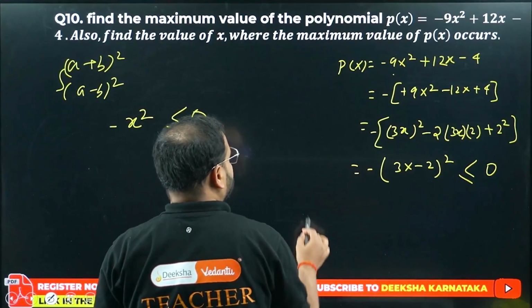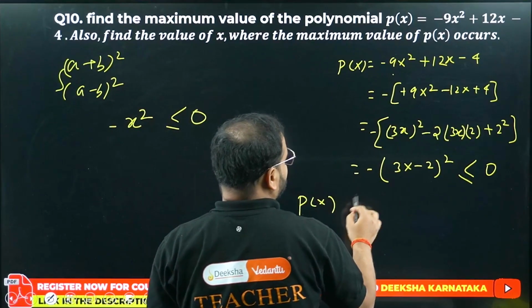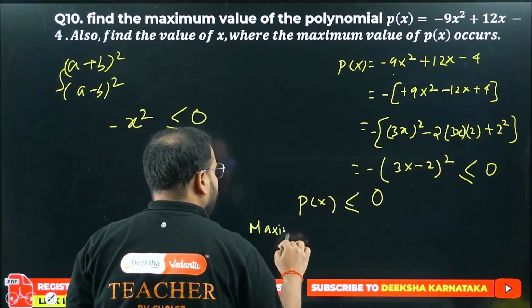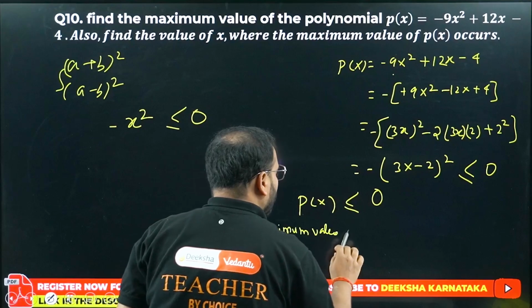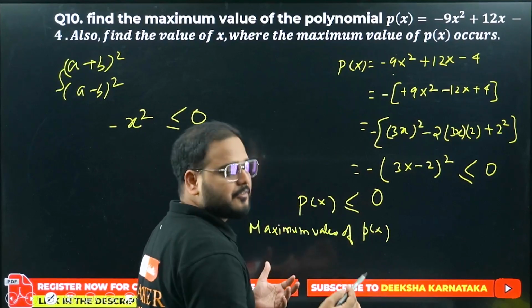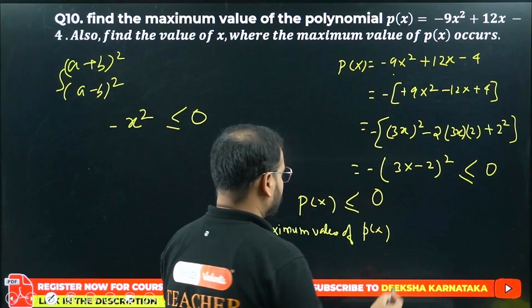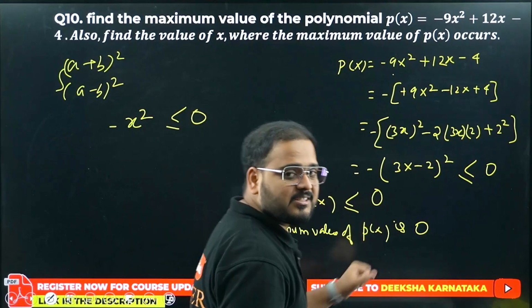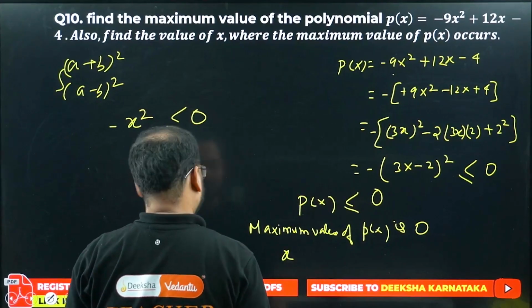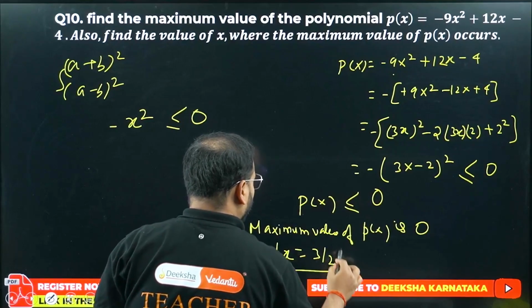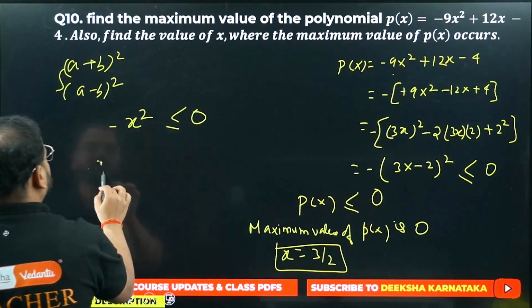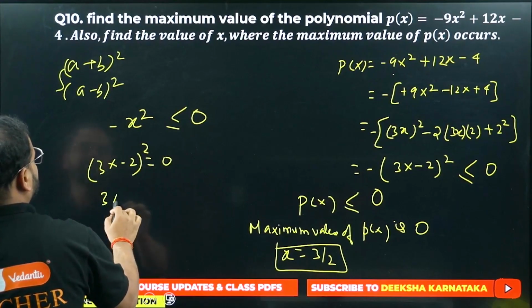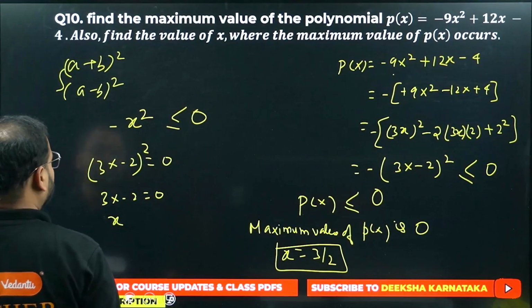So basically what I'm trying to say here is that p of x is either less than 0 or equal to 0. From here what can you say? The maximum value of the polynomial p of x is 0. And when is it 0? When x is equal to what? 3 by 2. I know not all of you will agree with me, so I'll solve it anyway. Take this: 3x minus 2, the whole square, equals 0. So 3x minus 2 equals 0. So x is equal to what? Okay, I've taken it wrong.